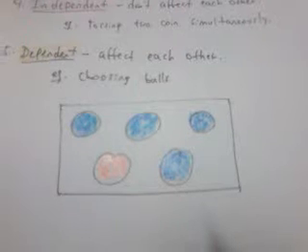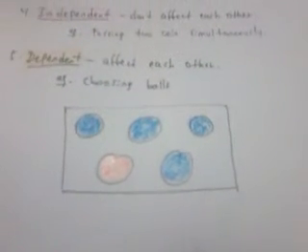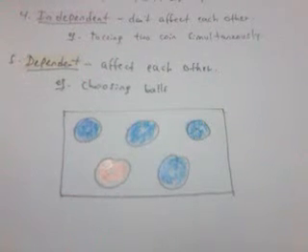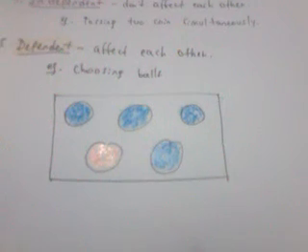For example, if we choose a ball from these 5 objects, as you can see, say we take the red one, then it affects the next time we pick a ball, because we'll never find a red one again.